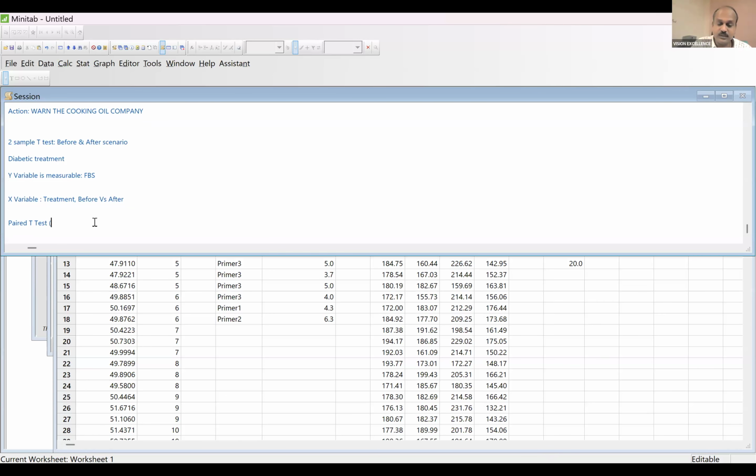This can be used for solution validation. So far, we spoke in terms of root cause validation. Now, the paired test can be used for solution validation because after the treatment, your Y variable improves. Do you understand, all of you? Yes, sir. Whether I have an appropriate example.